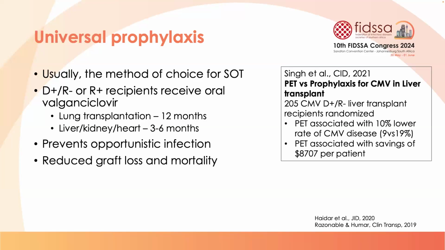But as I said, there are some exceptions. This method of using universal prophylaxis has been favored by some centers, or at least preemptive therapy has been favored by some centers over prophylaxis, based on this initial study, which showed that at least in liver transplants, where patients were randomized to either receive prophylaxis or preemptive therapy, and I'll go through what preemptive therapy is in a bit, those with preemptive therapy had a 10% lower rate of CMV disease. In terms of costs, it saved about $9,000 per patient, obviously because these patients were not receiving prophylaxis for that whole period.